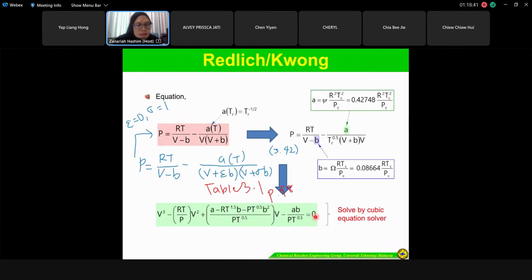Okay, so now you have this equation for P, right? But if, let's say, you want to solve for V, you need to rearrange the equation. You need to bring the V forward so it becomes V equals something. Okay.